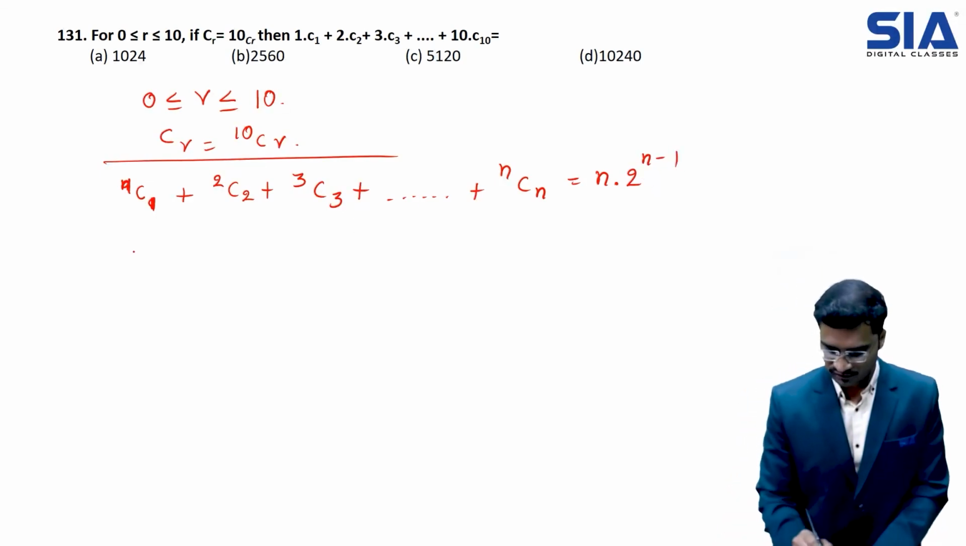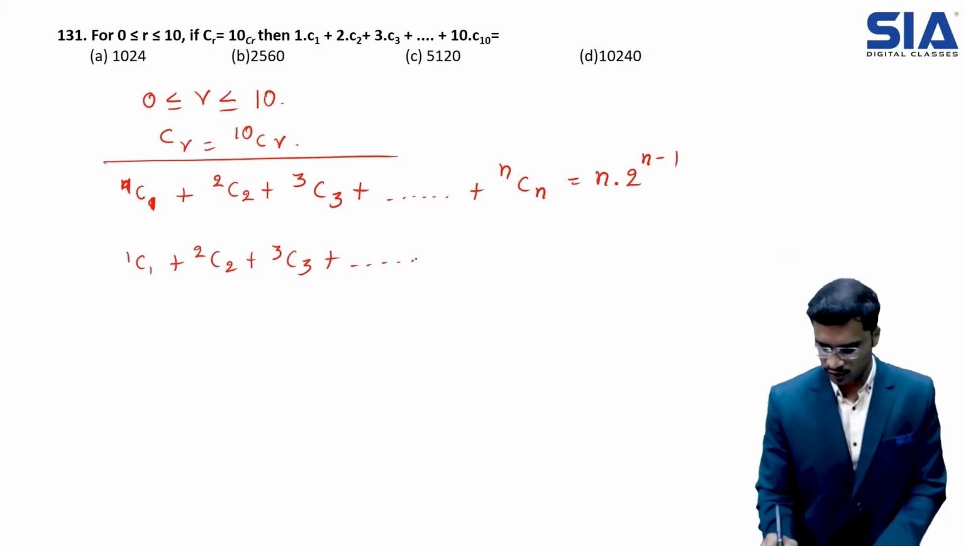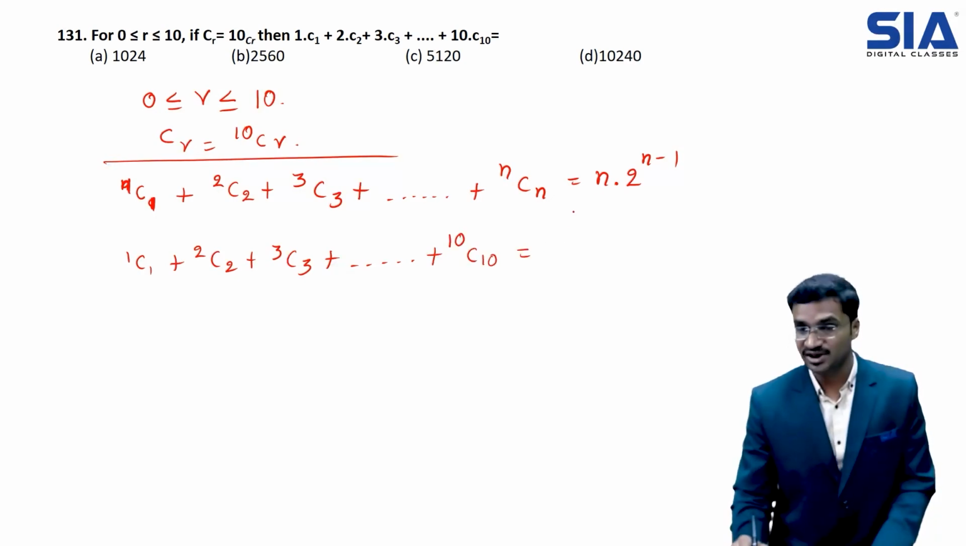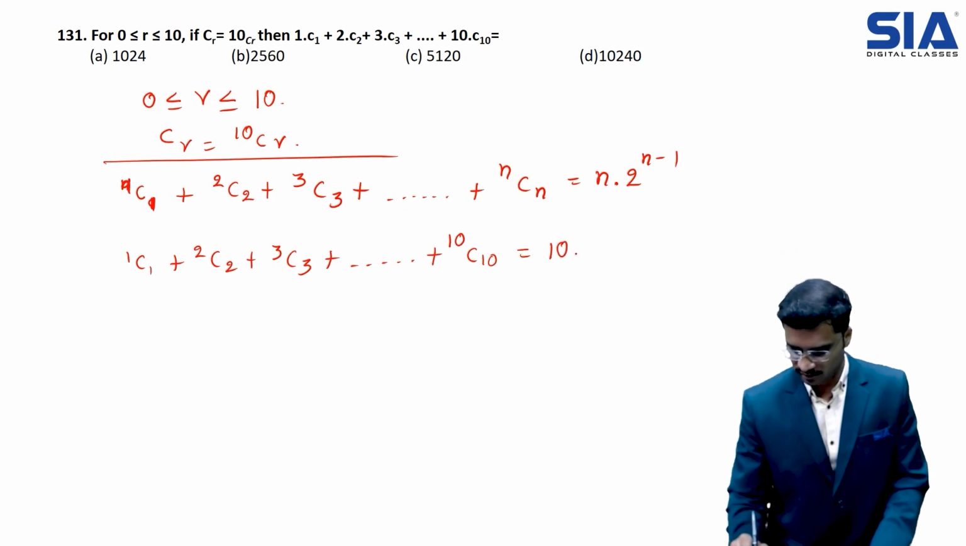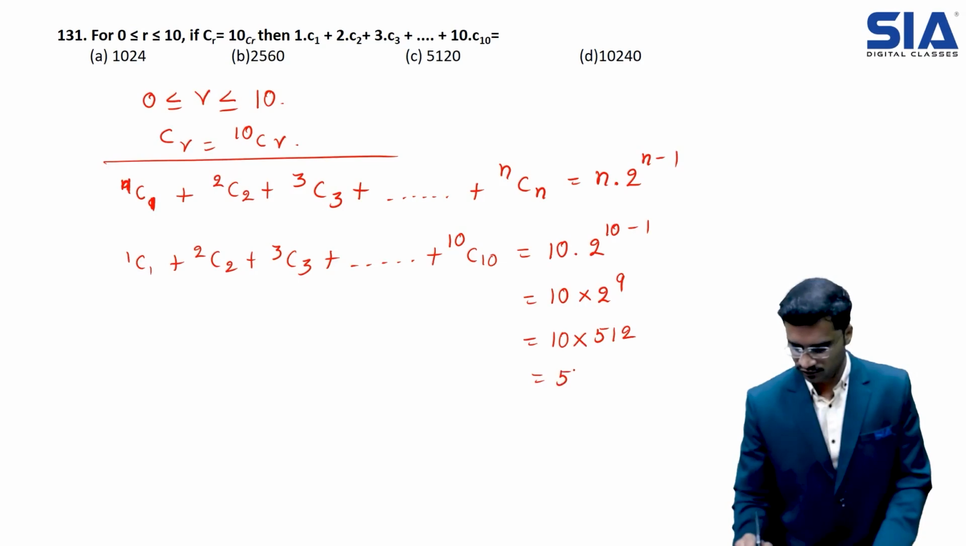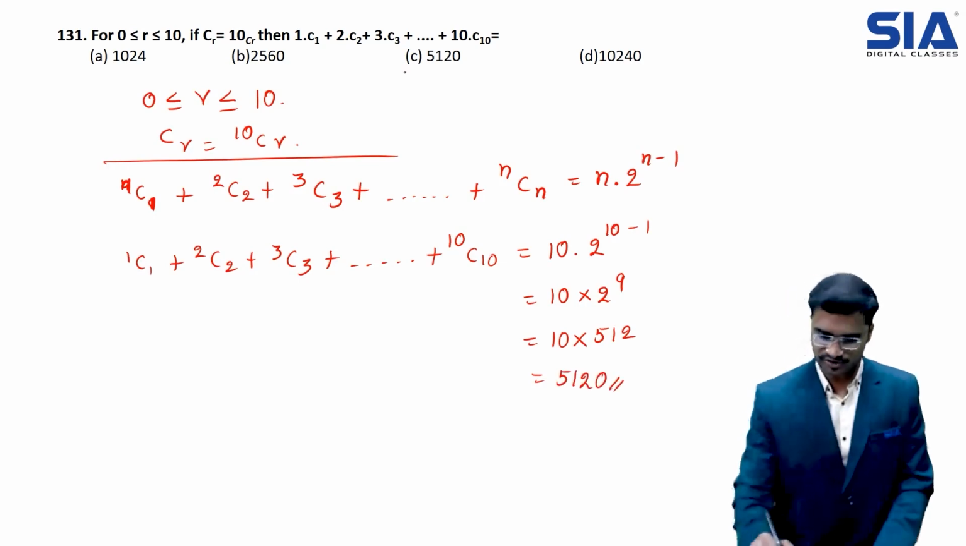So let us substitute the values here. 1C1 plus 2C2 plus 3C3 plus and so on. The value of n here is 10, so in the place of n we have to substitute 10. So 10 multiplied by 2 to the power of 10 minus 1, which is 10 multiplied by 2 to the power of 9. 2 raised to the power of 9 is 512. So our answer is 5120, which is option C.